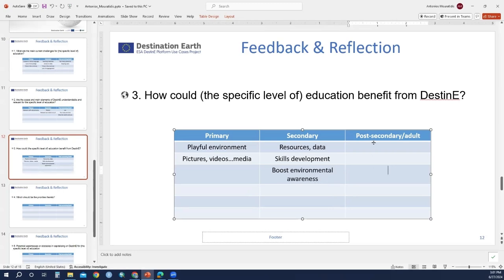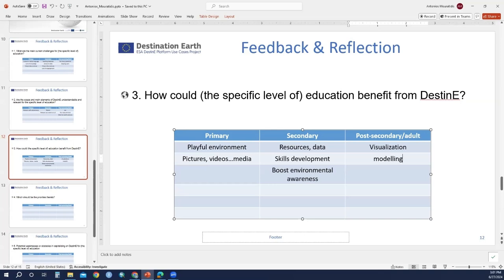Excellent. And in the third group, we had quite some input. It was nice to see that people think that in social sciences they can also exploit DestinE in some ways. Of course, in earth sciences, to understand the earth system processes and analyze data, visualization, modeling.